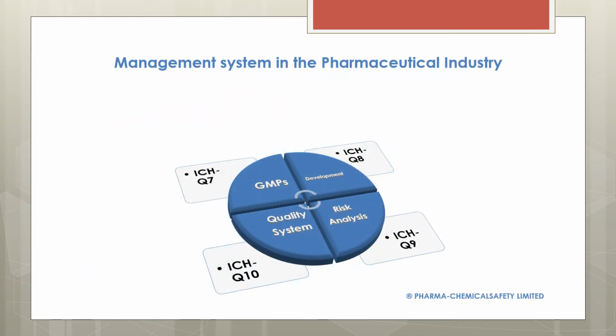The pharmaceutical industry has the following components according to the FDA. The management system is GMPs, regulated by ICH-Q7. The development is ICH-Q8. Risk analysis is ICH-Q9, which is the topic of this webinar. And the quality system is ICH-Q10, which has components of ISO 9001. Those four components make up the management system in the pharmaceutical industry.